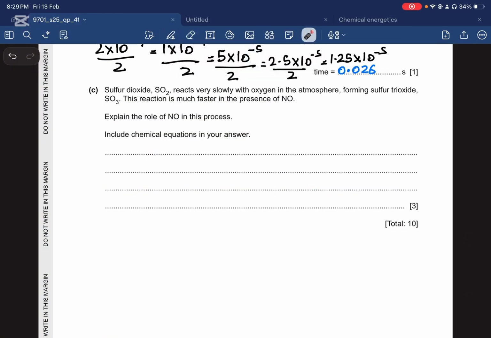Right, part C. We have sulfur dioxide, which reacts very slowly with oxygen in the atmosphere, forming sulfur.